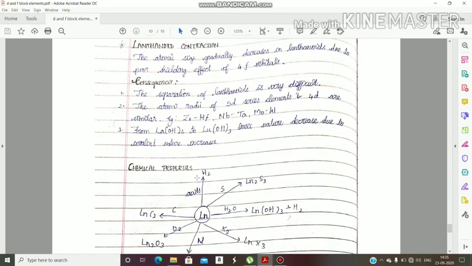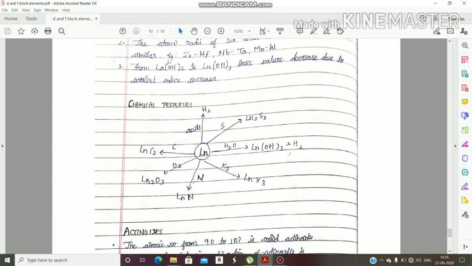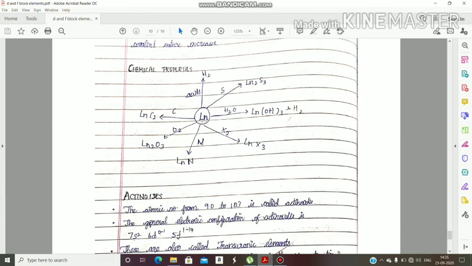Next, chemical properties. When lanthanides react with acids, they liberate H2. That means hydrogen gas. When any lanthanide reacts with any acid, hydrogen gas will be liberated. Next, L means all lanthanides. When lanthanides react with sulfur, then lanthanide sulfides are formed. When lanthanides react with water, then lanthanide hydroxides will form.